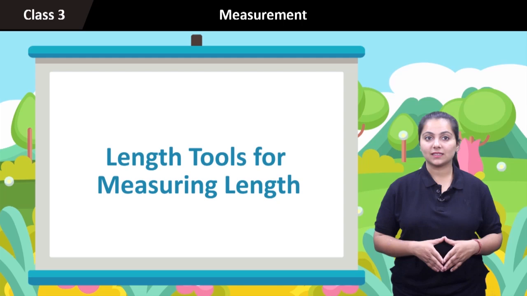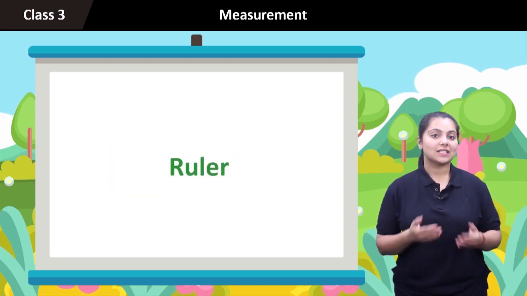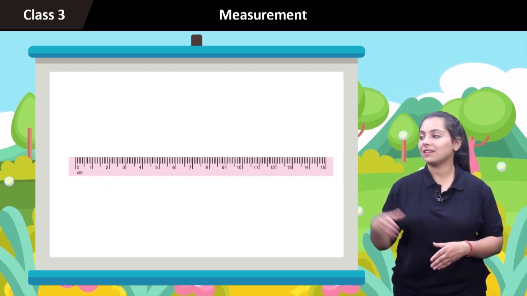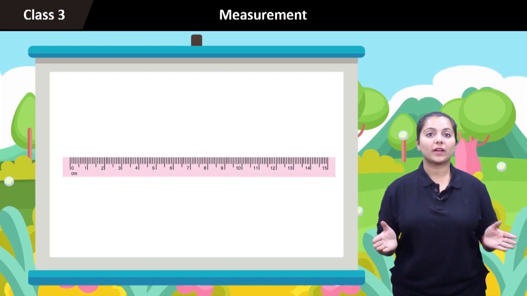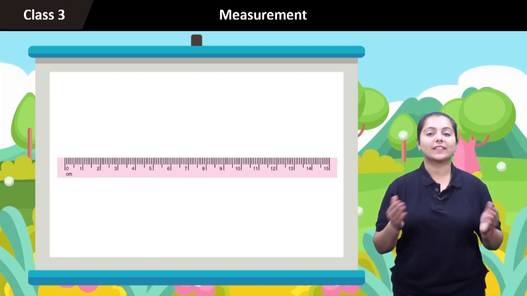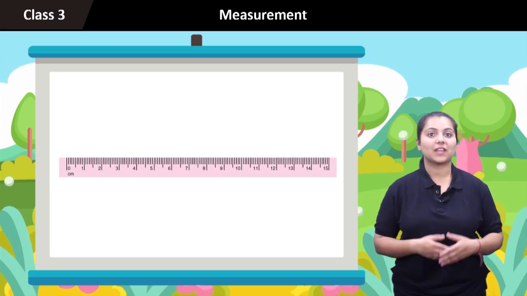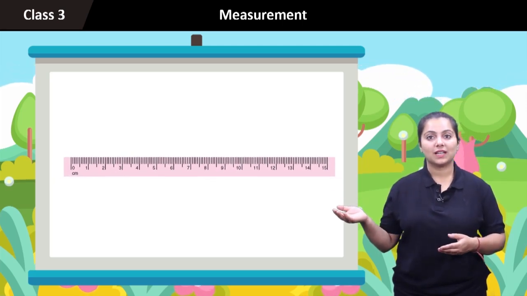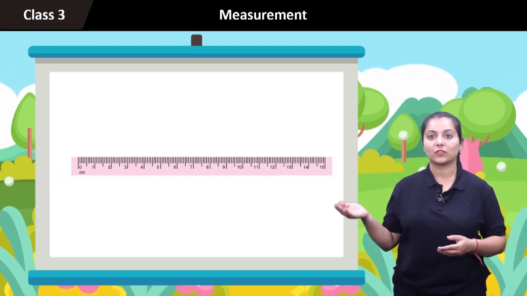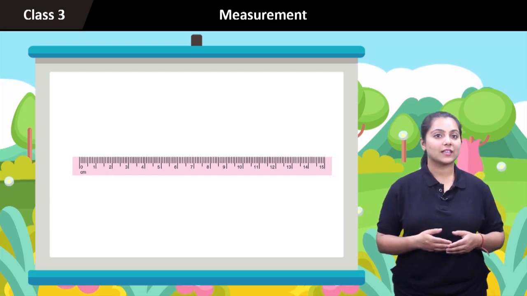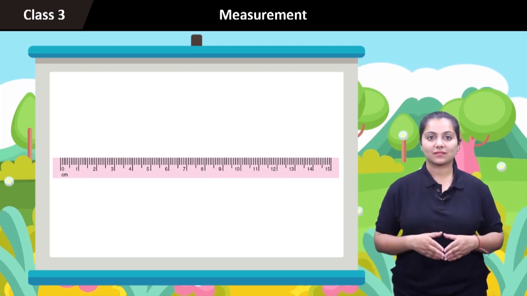Tools for measuring length. Ruler. Smaller lengths are measured by a ruler. To measure the length of an object, we keep the tip of the object at 0 mark and find the mark on ruler that matches with the end point of the object. This gives the length of the object.